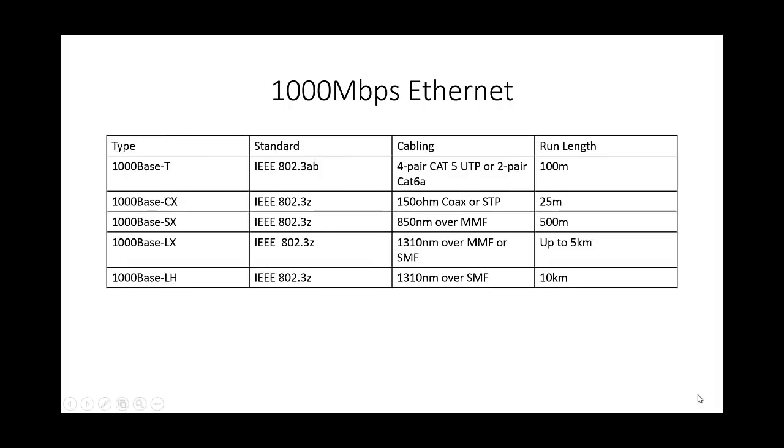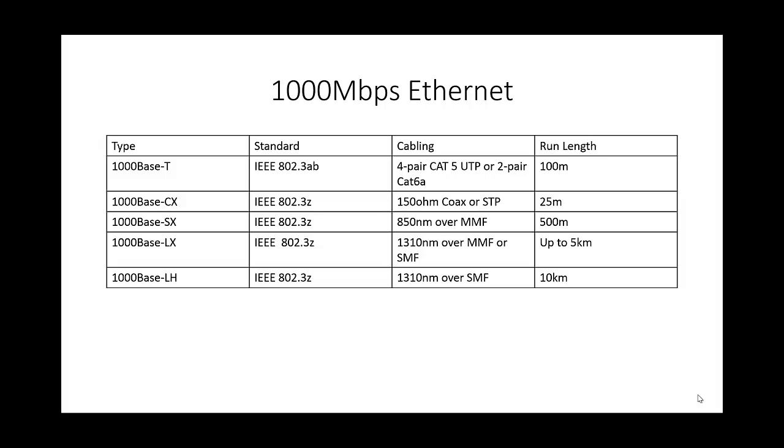Gigabit Ethernet, or 1000 megabits per second Ethernet, is supported over the media types shown on the screen. 1000 base T is the IEEE 802.3ab standard and supports 1 gigabit per second Ethernet to the desktop via 4-pair Cat5 or better UTP cable. It has the same run length as 100 base TX and 10 base T, making for easier upgrades.